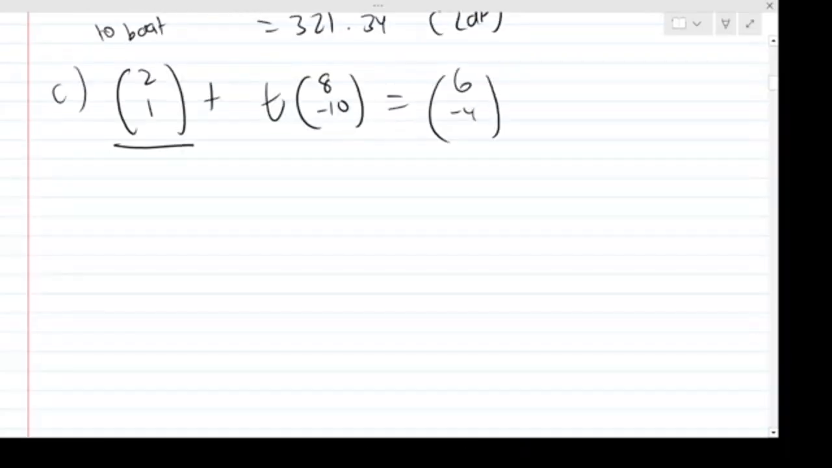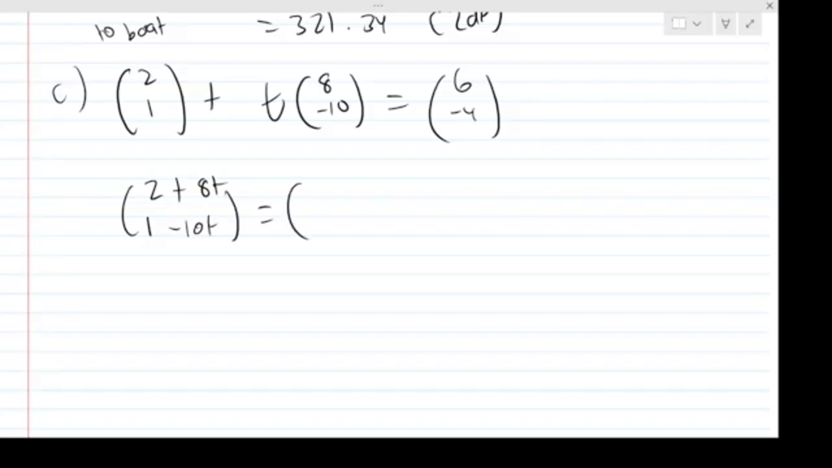So the idea then, if indeed the boat does reach the buoy with this velocity, then there has to be a solution to the equation for this to happen, okay? Well, to solve it, we can just be solving for t. We can add these vectors on the left side. So firstly, this will simplify to 2 add 8t, and 1 add minus 10t, has to equal the right side vector of 6, minus 4, okay?